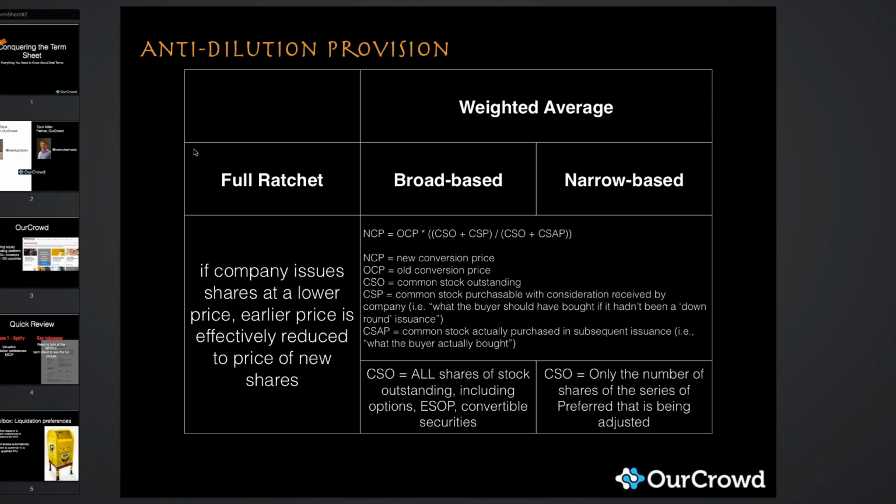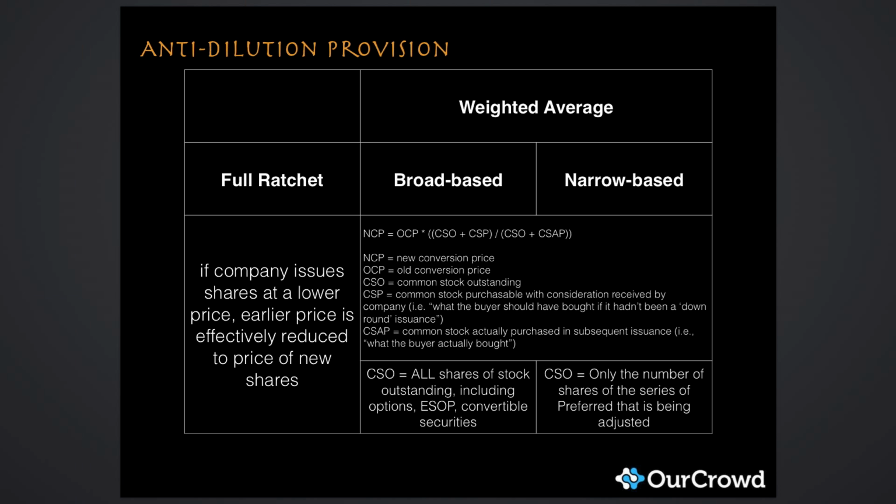So the first type of anti-dilution protection is what's known as ratchet protection. And the example here, which of ratchets is probably the more common, is full ratchet. What full ratchet anti-dilution means is that if the company issues shares at a lower price, your earlier price is effectively reduced to the price of the new shares. We're going to walk through mathematical examples of all of these, so don't worry.